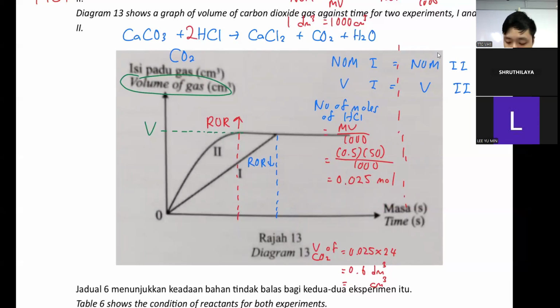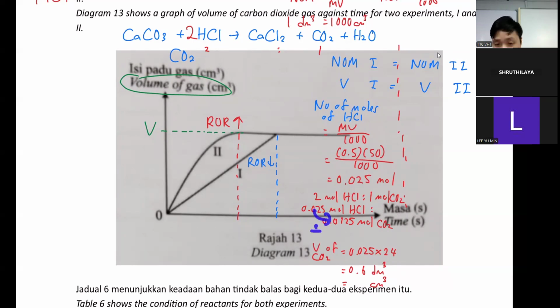Balancing means times 2 for HCl because you got 2 H2Cl at the right. So the ratio is 2 to 1. It means 2 mole of HCl to 1 mole of CO2. Then 0.025 of HCl to 0.0125 mole of CO2. Okay, let's look at this.